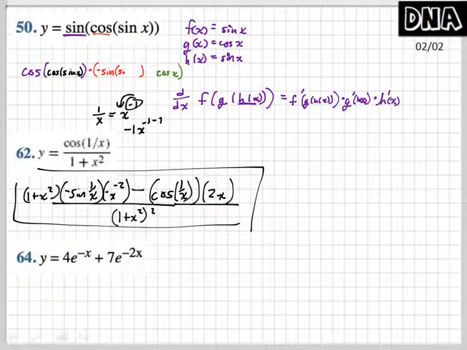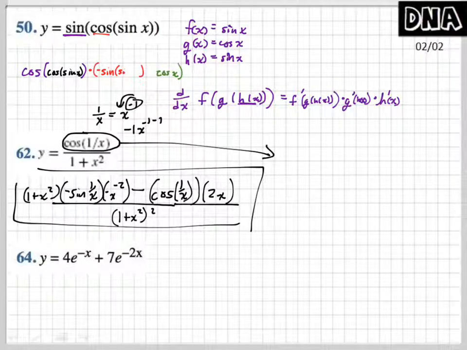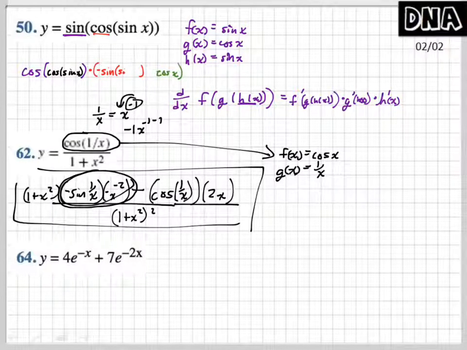Alright, that's a good question. I'll answer that. So right here, when I was doing the chain rule, the f of x, the outside function, would be your cosine. And then the inside function, the g function, would be the 1 over x. So you see right here, when I'm doing the chain rule, we have the derivative of the f function first, and then we have the derivative of the inside function. Alright? Okay.